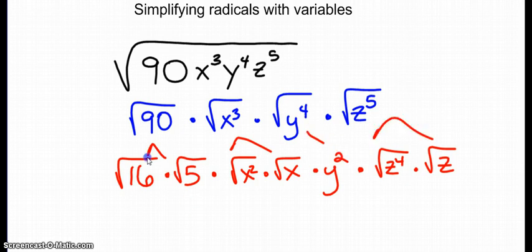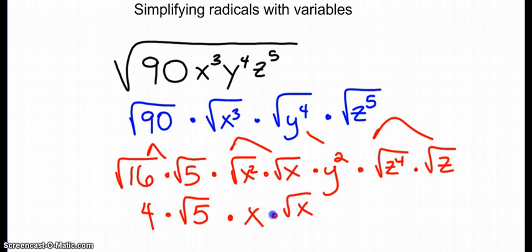So now let's just keep simplifying here. The square root of 16 is 4. So I have 4 times root 5, so root 5 is done. The square root of x squared is x. Root x is done. We have y squared. The square root of z to the fourth is z squared. And root z is done.